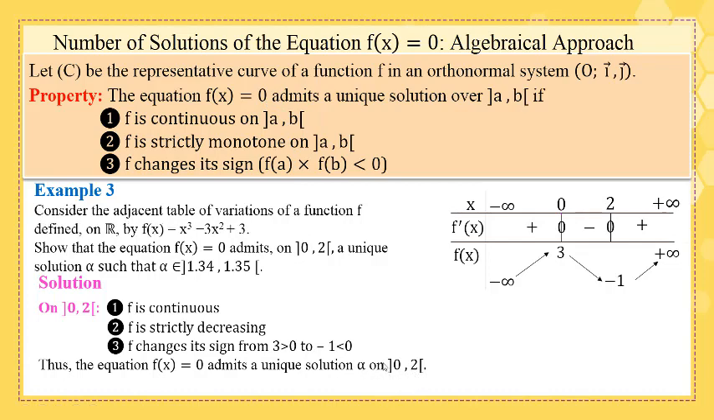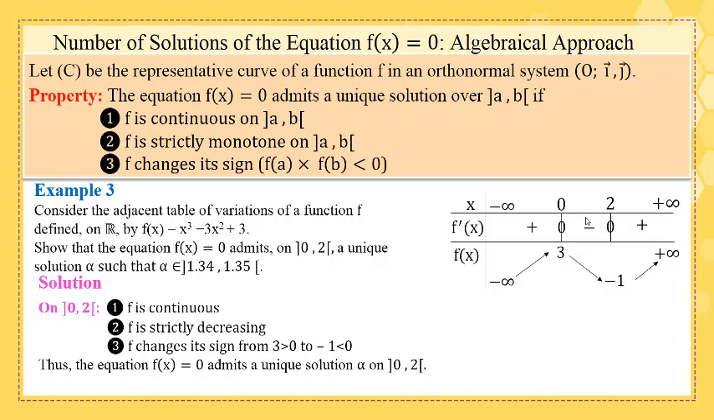Wait, we should complete the question. We must prove that alpha belongs to the interval 1.34, 1.35. We should prove the following three conditions. Since the interval 1.34, 1.35 is a subset of the interval 0, 2, the first two conditions are satisfied. Thus, it's enough to prove the third condition.